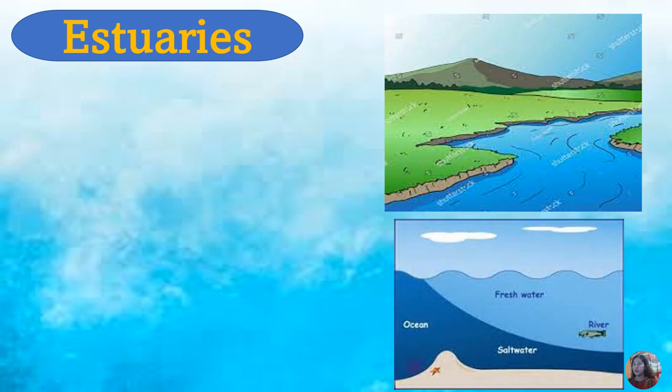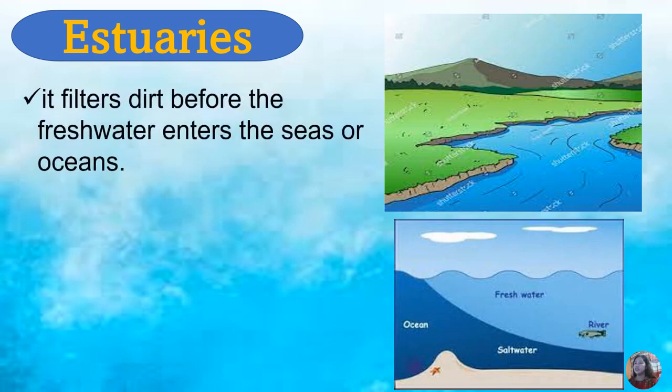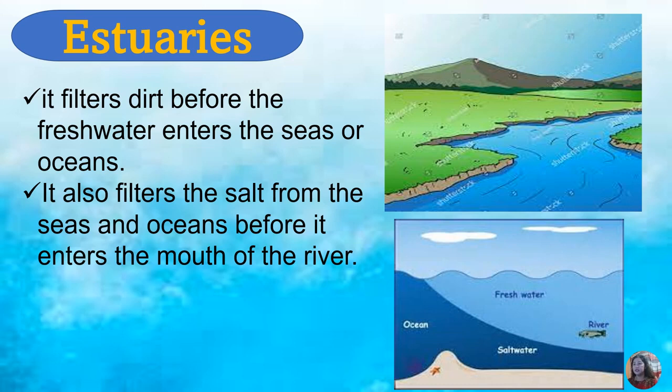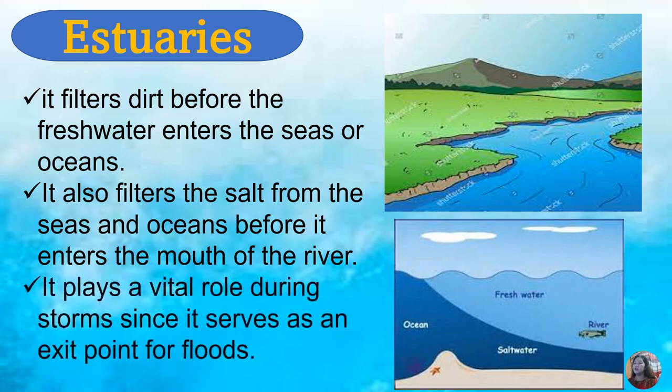Estuaries are important because they filter dirt before the fresh water enters the seas or oceans. They also filter the salt from the seas and oceans before it enters the mouth of the river. They play a vital role during storms since they serve as an exit point for floods. Can you imagine life without estuaries and intertidal zones?